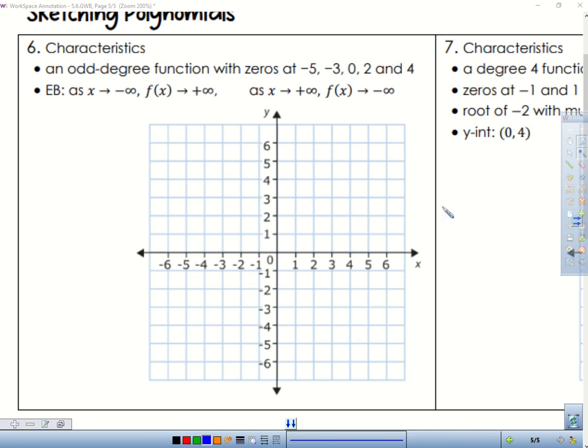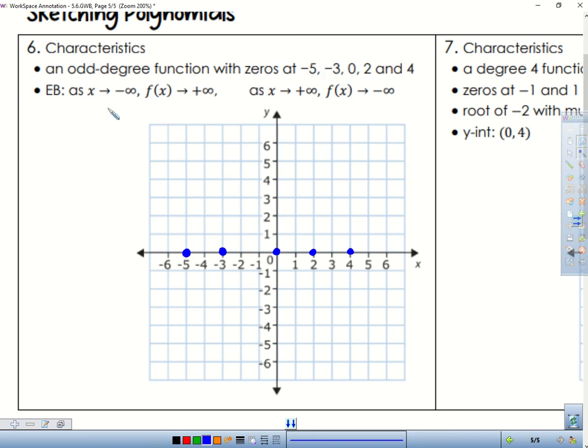So it says an odd degree function with zeros at. So they tell us we have these zeros. So the first thing we're going to do is plot those zeros. It does have a lot of zeros. It's going to be a big polynomial. So when they don't specify a multiplicity, you assume the multiplicity is 1. Unless they listed a zero multiple times, like say they said -5 comma -5, that means the multiplicity of that zero would be 2, right?